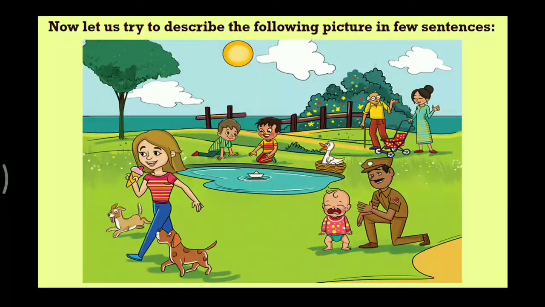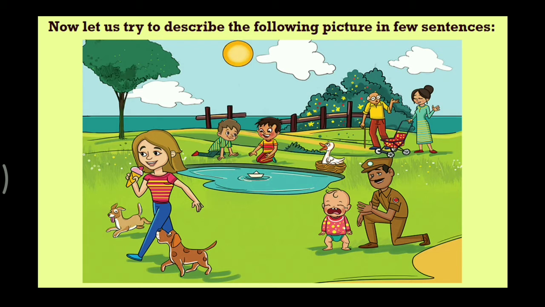Again, a very colorful picture. So let's try to describe the following picture in a few sentences. So in this picture, what are the things you can see? Yes, you can see that the sun is there and the clouds are there. Some kids are there and a girl is eating an ice cream and two puppies are running along with her. Ice cream, your favorite too, right?